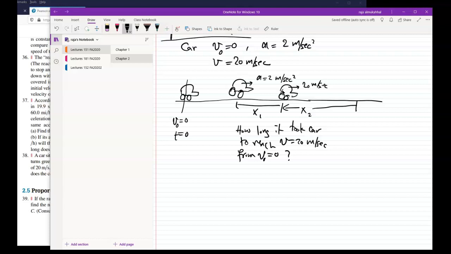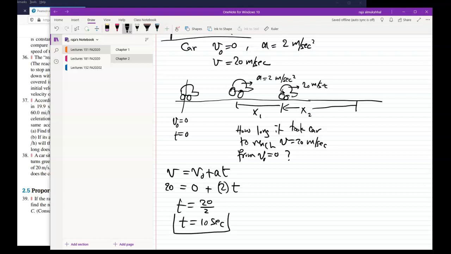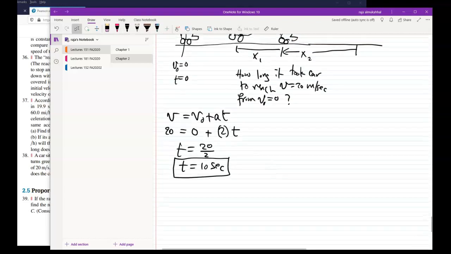All right, so I go back to kinematics. This is not free fall, so I'm just going to use the usual kinematics. I'm going to use equation 1, v equals v naught plus at. I am given the velocity of the car, 20 equals 0 plus a, which is 2, times t. So it is 20 over 2. So basically, it took the car 10 seconds of acceleration until it reaches the speed of 20. Got it? So now I can find the distance traveled during this acceleration.